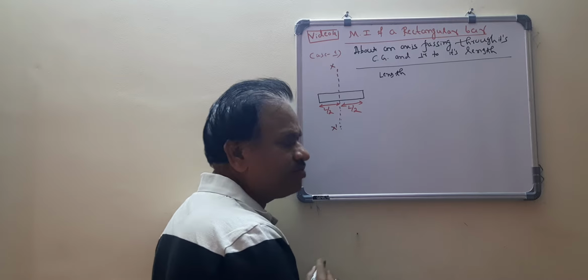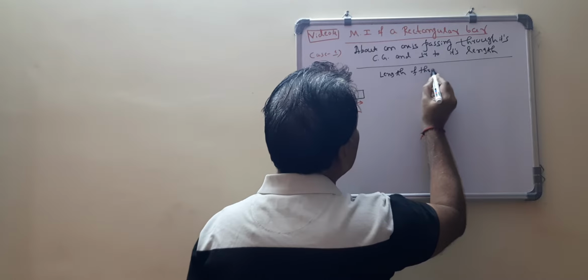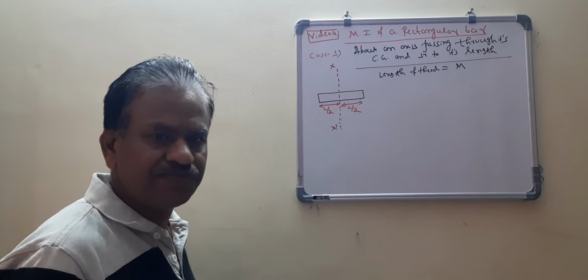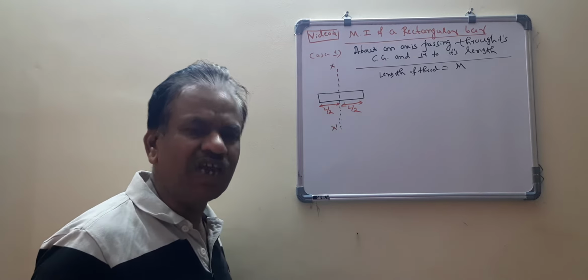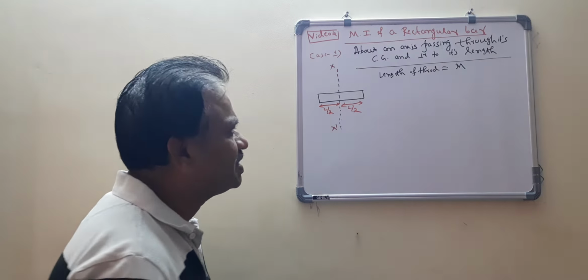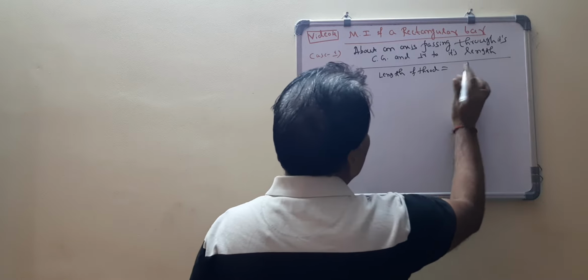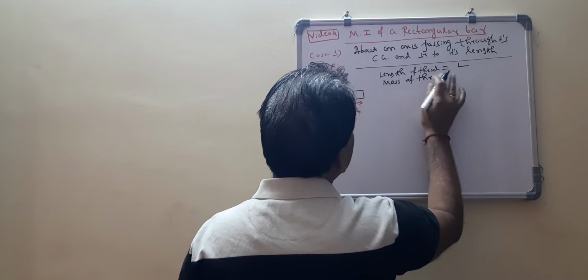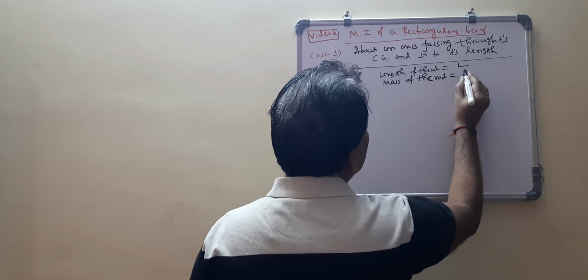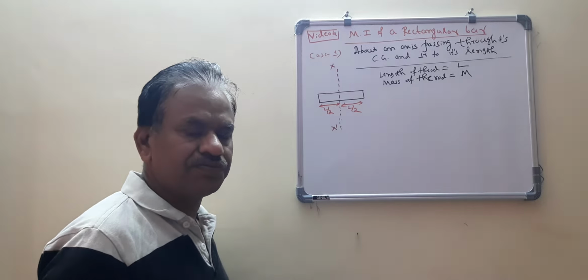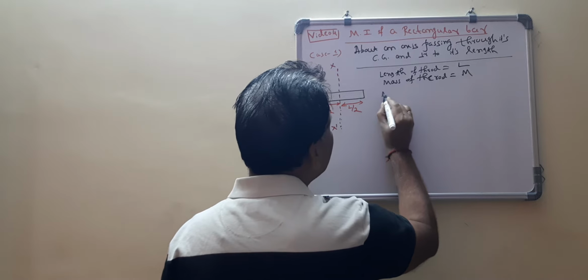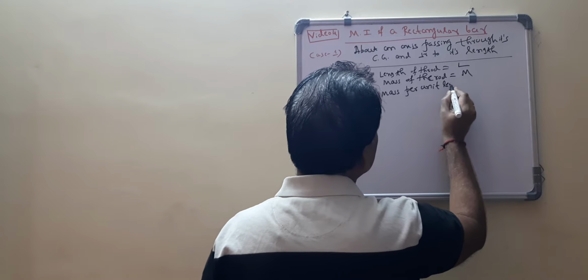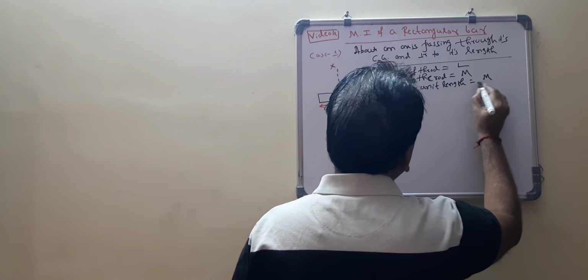Now the discussion starts. Length of the rod is the entire length. If you want, you can give namings like M, N, P, Q, any one. Then length of the rod equals L, and mass of the rod equals M. Mass per unit length equals M divided by L.